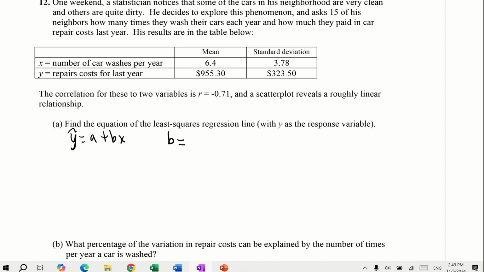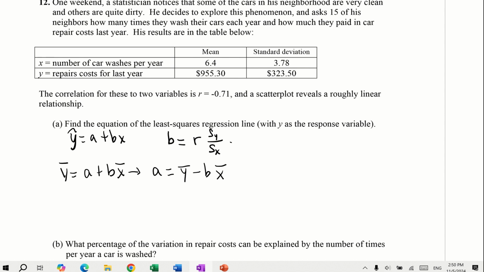This is from your AP formula sheet. The formula for b is r times sy divided by sx. And on the AP formula sheet, they give you the formula y bar equals a plus b x bar. In order to solve for a, you need to subtract b x bar. So a is equal to y bar minus b x bar. That's how you do that.